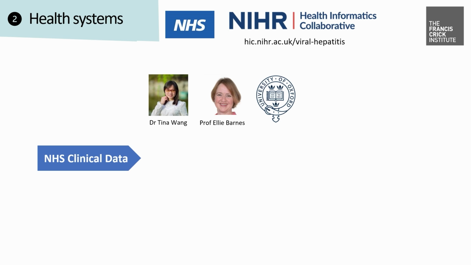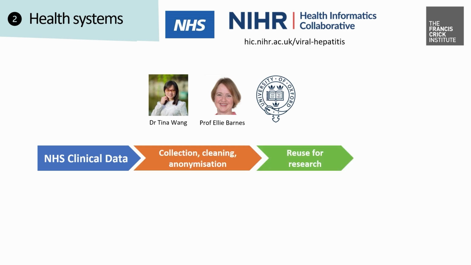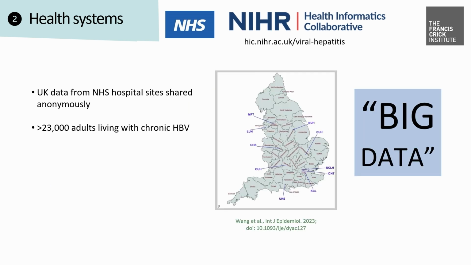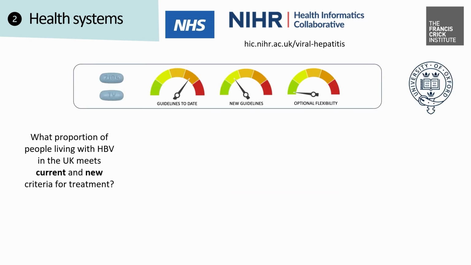which has allowed us to collect and share data from a number of hospitals around the UK. The data are collected, cleaned, anonymised, held in a safe environment where they can be reused to address research questions. And we can then use that to lead us into improvements in care provision. So we've now got data from over 23,000 adults living with viral hepatitis, in particular hepatitis B, across the UK.